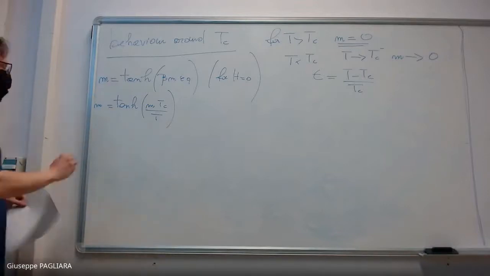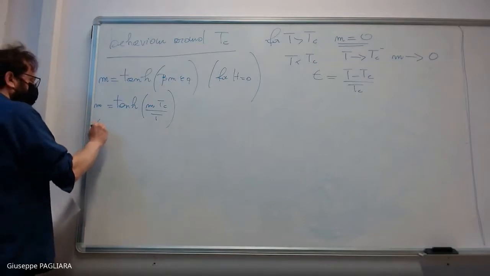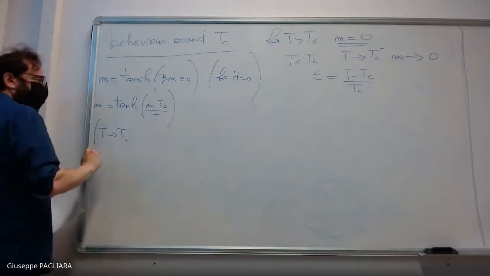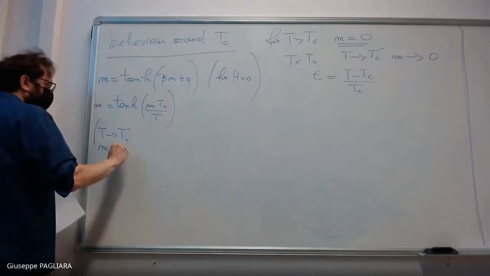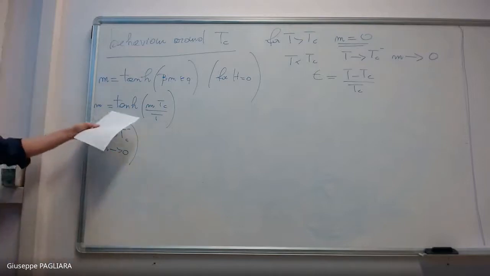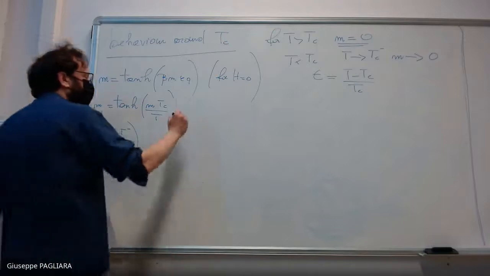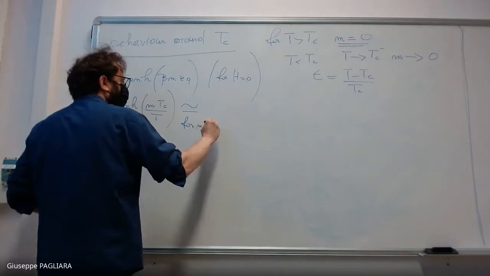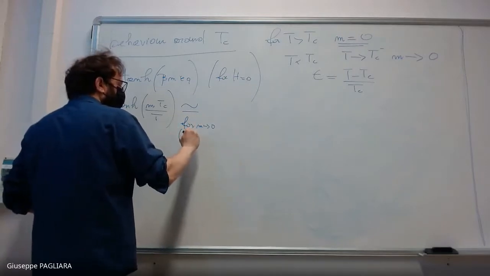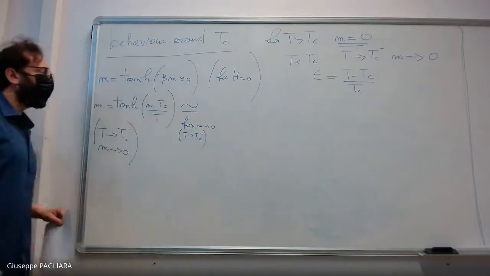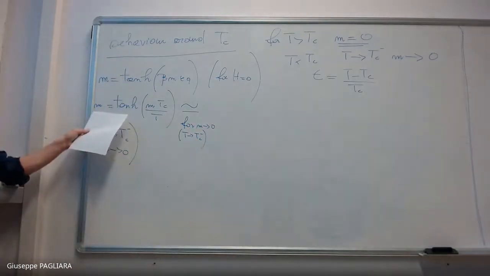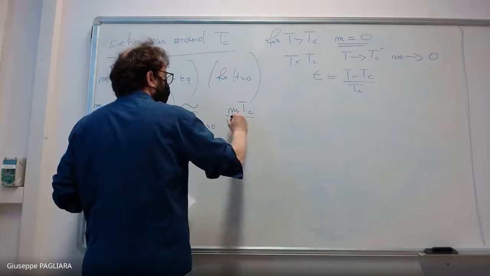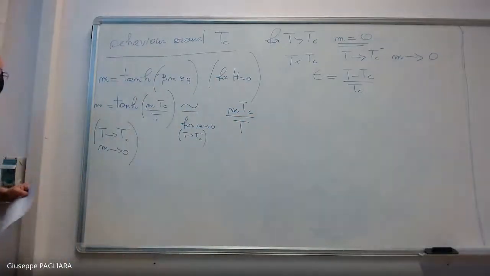Now, suppose that we are working at T approaching Tc from below, for which, as I said before, M approaches 0. Therefore, we can expand this hyperbolic tangent as follows for M approaching 0, which is the case in which T is approaching Tc from below. We can expand the hyperbolic tangent, and this is actually M Tc divided by T, at leading order in M.